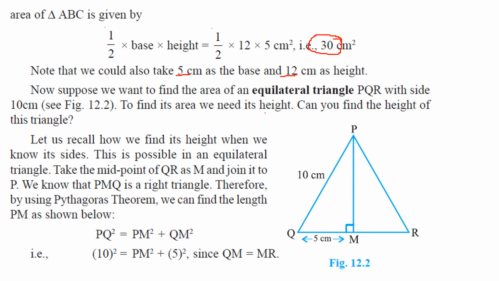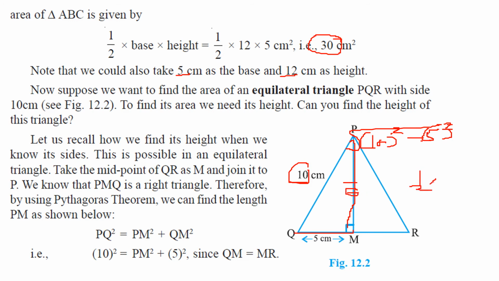When it comes to an equilateral triangle, whose sides are all equal, say this one with side 10, you know that if you drop a perpendicular, it also bisects the base. So this is 5. Now half into base into altitude. How do we find this side? It will be 10 square minus 5 square by Pythagoras theorem, under root of this.